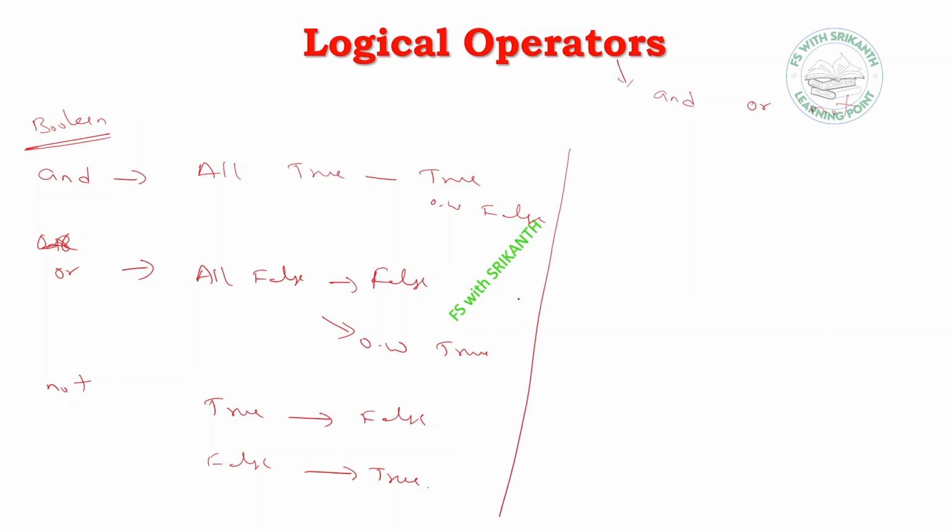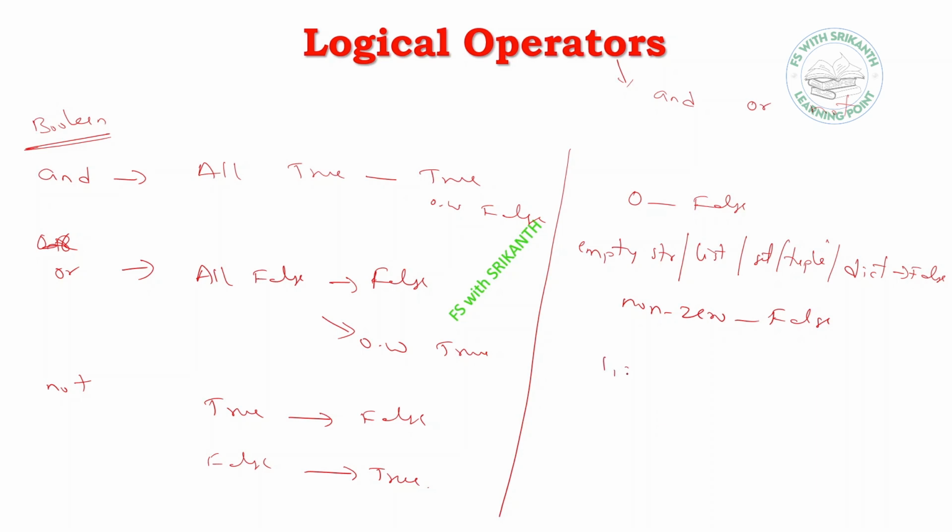And for non-Boolean values, 0 is false, and an empty string is also false, like an empty list, set, tuple, dict. Any empty string or list, these all will be false. And non-zero values are true. All integers 1, 2, 3, and so on, whatever the number may be, will be true. I am going to give some examples.